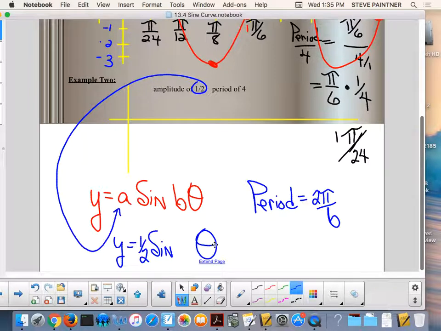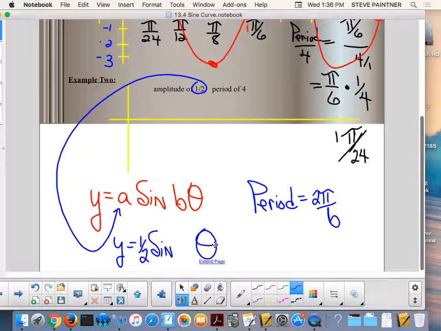Wait. Okay. Formula's on the board to get B. You get the answer. I thought I did, but apparently I didn't. Don't you want pi over B? Okay, I know what it is. Here we go. 2 pi over B.